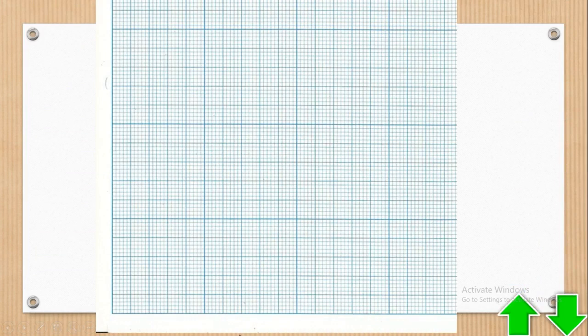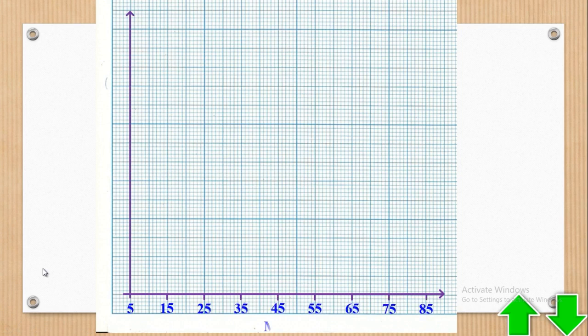And after that we shall draw the axes. And after drawing the axes, we shall choose a suitable demarcation and a suitable scale for the horizontal, and then label it as marks. Then also choose a demarcation and a suitable scale for the vertical, after which we shall label it as cumulative frequency.